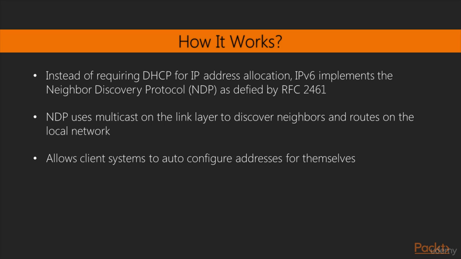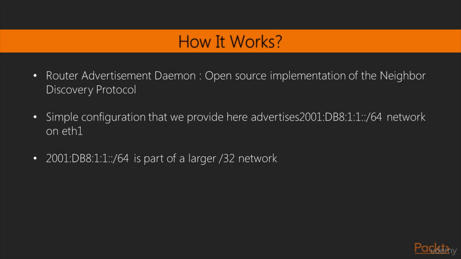Rather than requiring DHCP for IP address allocation, IPv6 implements the Neighbor Discovery Protocol (NDP) as defined by RFC 2461. NDP uses multicast on the link layer to discover neighbors and routes on the local network and can allow client systems to auto-configure the addresses for themselves based upon what address ranges local routers are advertising. The router advertisement daemon, or radvd, is an open source implementation of the Neighbor Discovery Protocol.